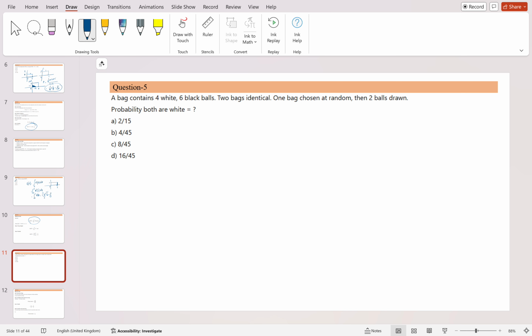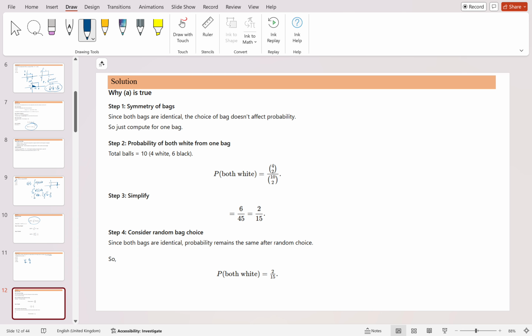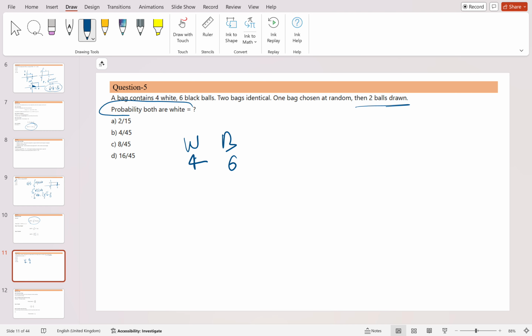Okay, let me give the solution for this. It is saying that a bag contains four white balls and six black balls. Two bags are identical. One bag is chosen at random, and then two balls are drawn. We need the probability that both are white. Here it is not saying whether the ball is drawn and then placed back again. So let's compute it. When you see the picking up, what is asked is that both are white.